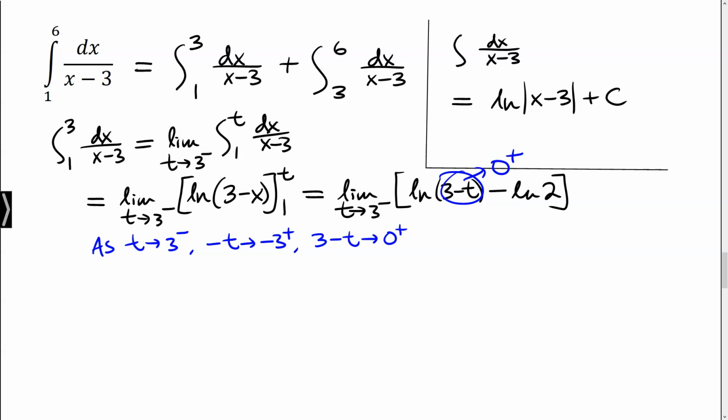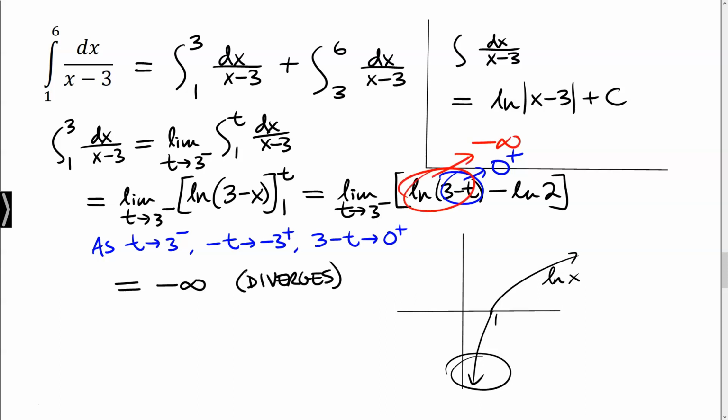Think what happens for the logarithm. The logarithm shoots down to minus infinity. Okay, remember the graph of the logarithm? The graph of the logarithm is like this. So we're looking at this piece here. This is shooting down to minus infinity here. This is 1. So overall, this entire term there is going to minus infinity, and then subtract ln 2. That doesn't affect it. So this is definitely diverging.